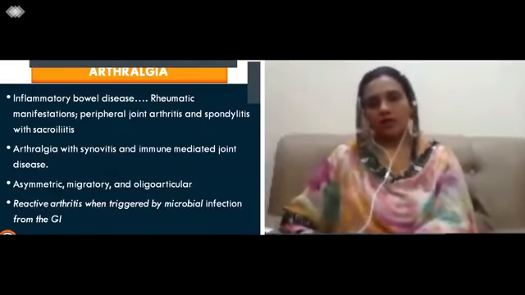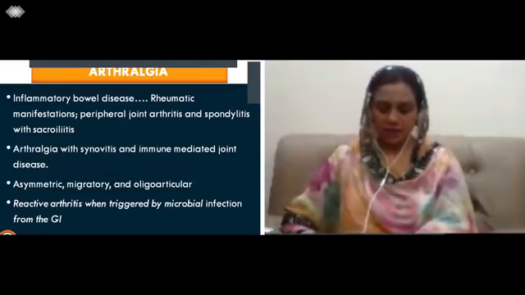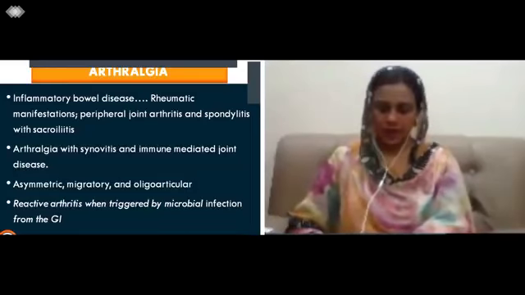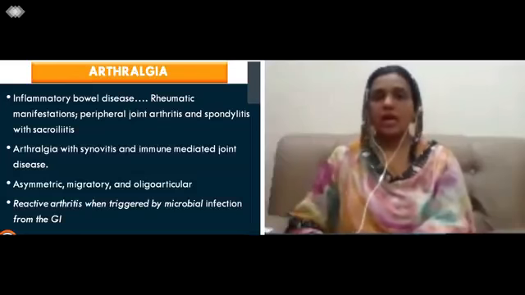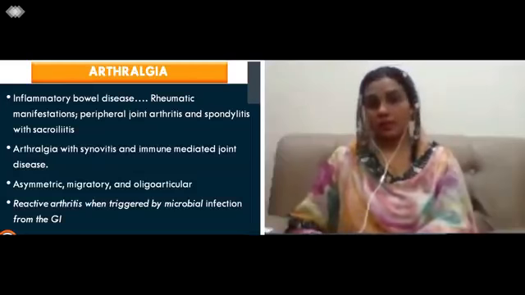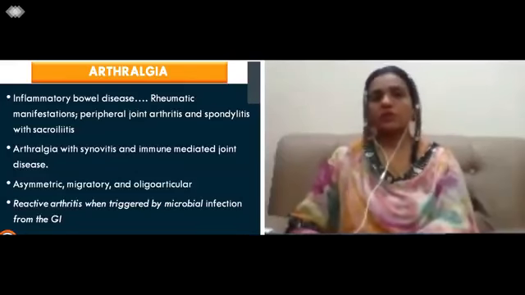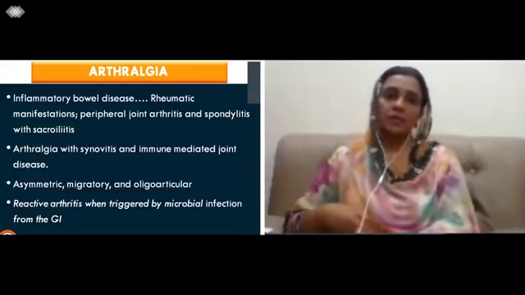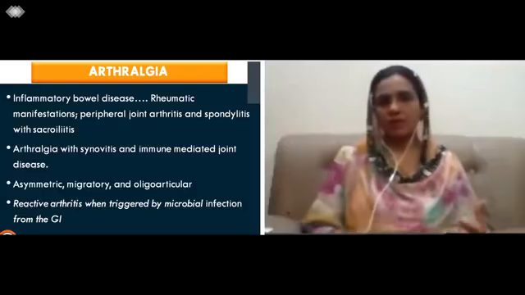Then we have arthralgia. This is the main domain of a physical therapist, where the therapist will be having arthralgia patients. Arthralgia simply means joint pain. Most of the time, patients with inflammatory bowel diseases develop joint pain because of the inflammatory bowel disease.